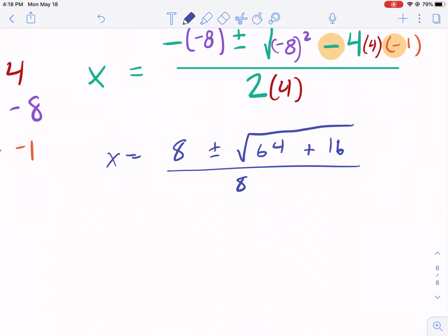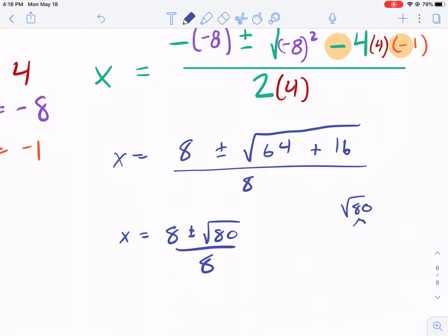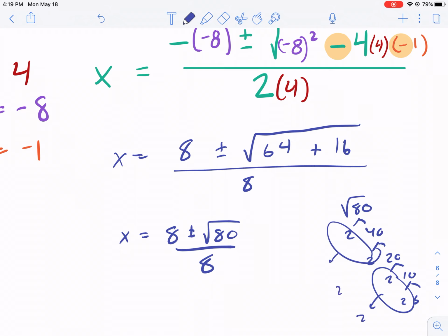Okay, so we're going to add 64 plus 16, and we get 80. So x equals 8 plus or minus the square root of 80 over 8. Now, what we need to do here is we need to simplify radical 80. That's 2 times 40, 2 times 20, 2 times 10, 2 times 5. So we have 1 2 come out, another 2 come out, and a 5 stays home. So this is equal to 2 times 2 radical 5, 4 radical 5.